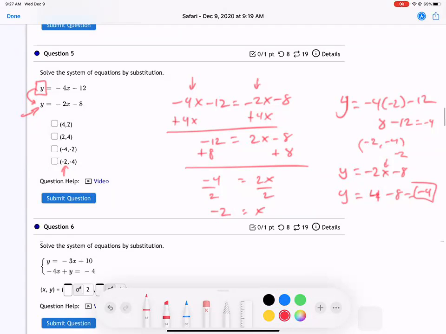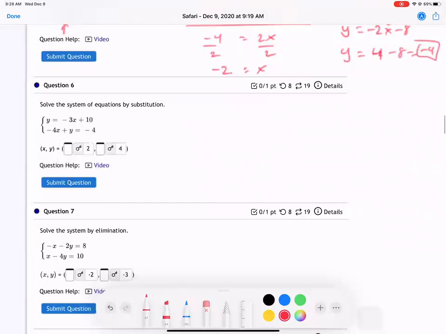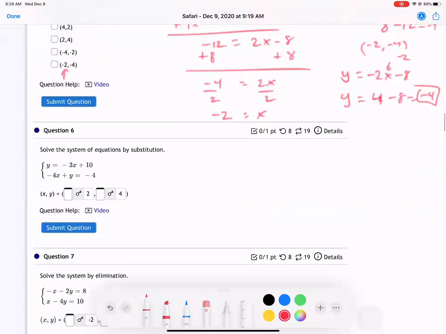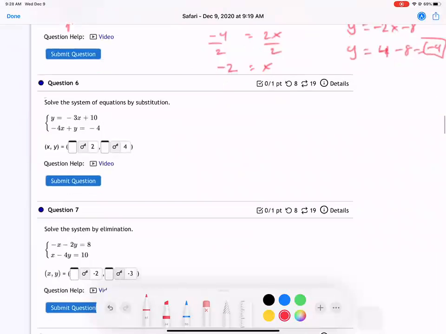Okay, here we go. Solve the system of equations by substitution. So similar to what we did before, except now there's only one choice that I can plug in. See, y is equal to negative 3x plus 10. So that's the only one I'm going to plug in. Plug that in here: negative 4x plus, I'm going to put parentheses, negative 3x plus 10. That's substitution. We're plugging one equation into the other.